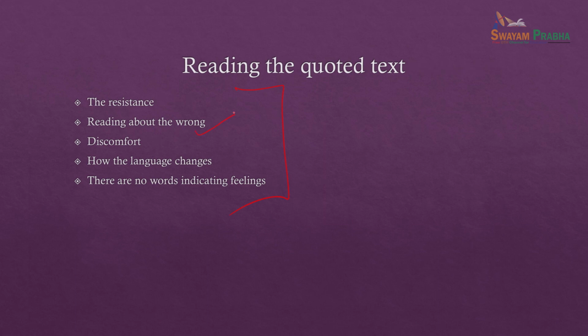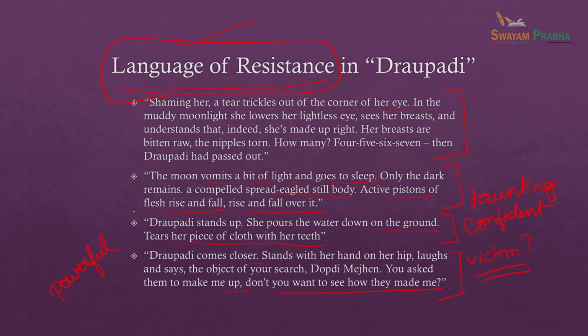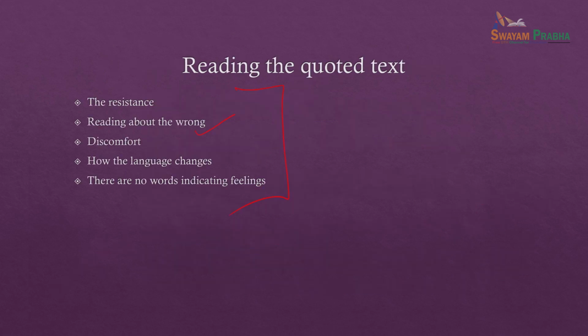Reading about the wrong, of course it is a wrongdoing. When you read the previous slide, when you read this paragraph, these lines show you what kind of wrong a human being can do to another human being. In that case, you feel discomfort. You are not very comfortable with these lines. When somebody in front of you talks about rape, addresses the issue of torture, talks about female feticide, you become uncomfortable. No, let us not talk about that.